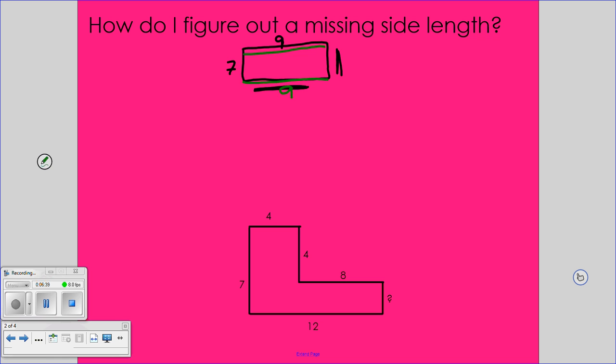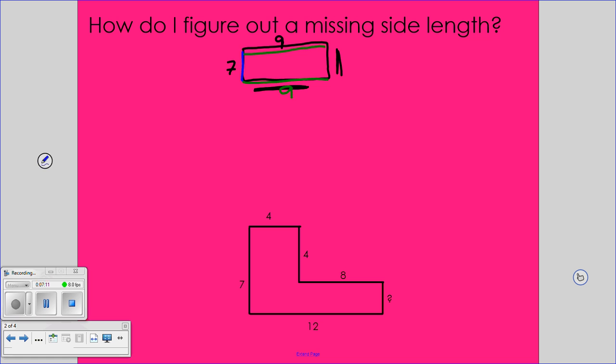What about the right side? How am I going to figure that out? James, what are you thinking? I look at the 7, and if that side's 7, then the other side must be 7. Why? It has the same length.